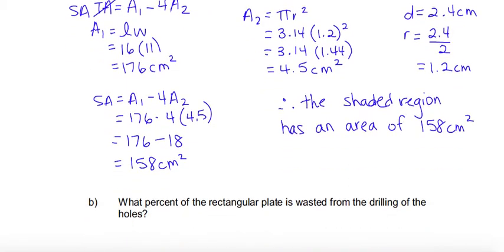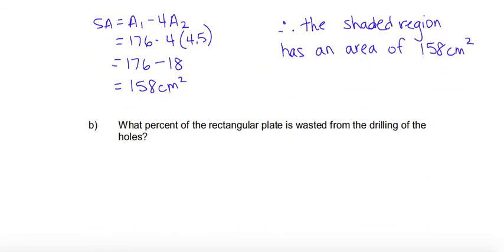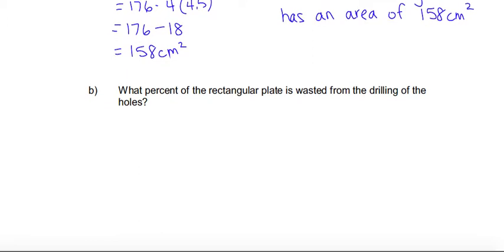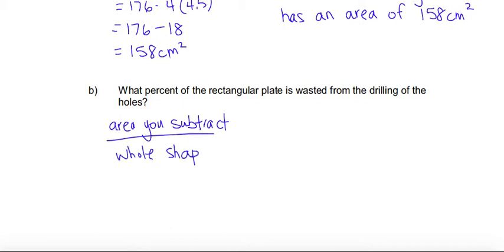wasted from drilling those 4 holes in the corner, what I would do is I would think about, well, what was the shape that I started with? So the shape that I started with was the rectangle. And that, if I didn't take anything out, so the way you want to think about it is the area you subtract over the whole shape, and then whatever you get, you're going to then multiply by 100%.